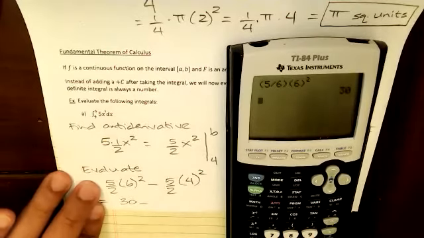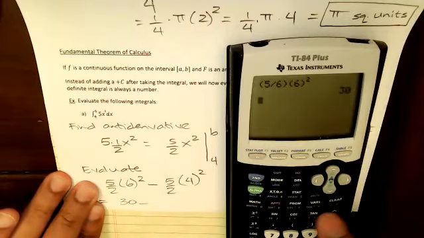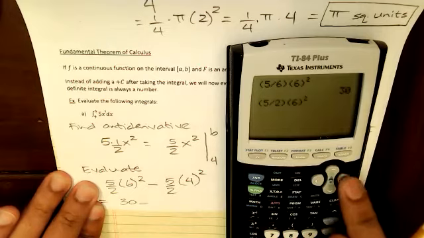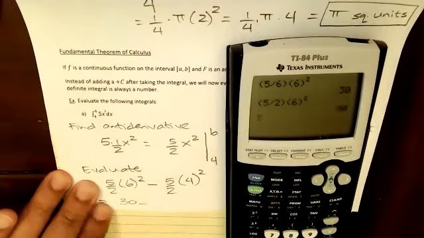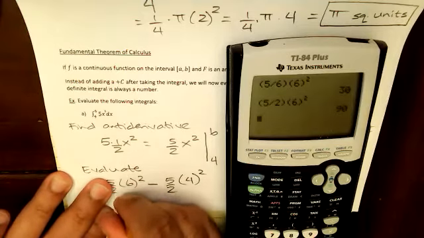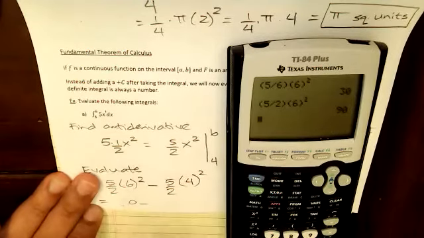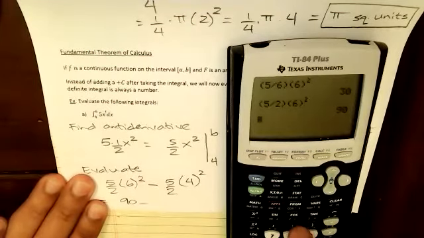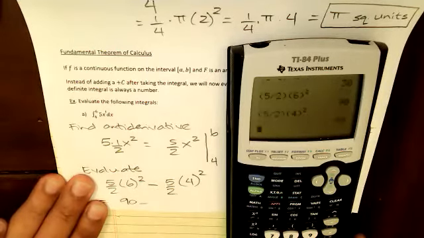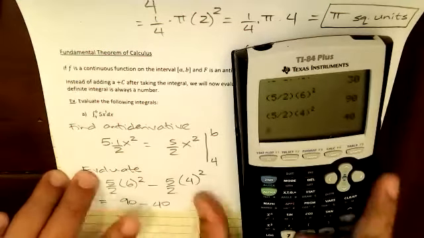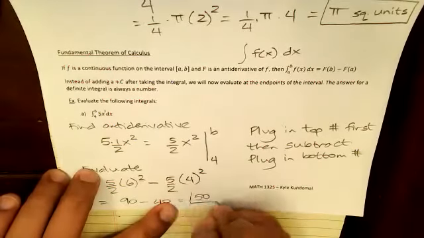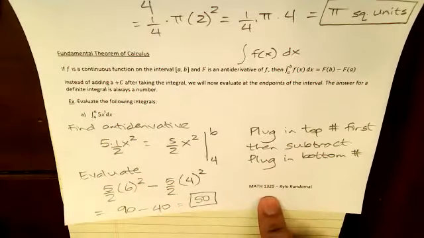Oh, I'm sorry, I made a mistake right there. That should be 5/2. Sorry about that. 5/2 times 6 squared. That's 90. Okay, not 30. And then I'm going to do 5/2 times 4 squared. That's 40. So 90 minus 40 is going to give me 50. And that's my answer.